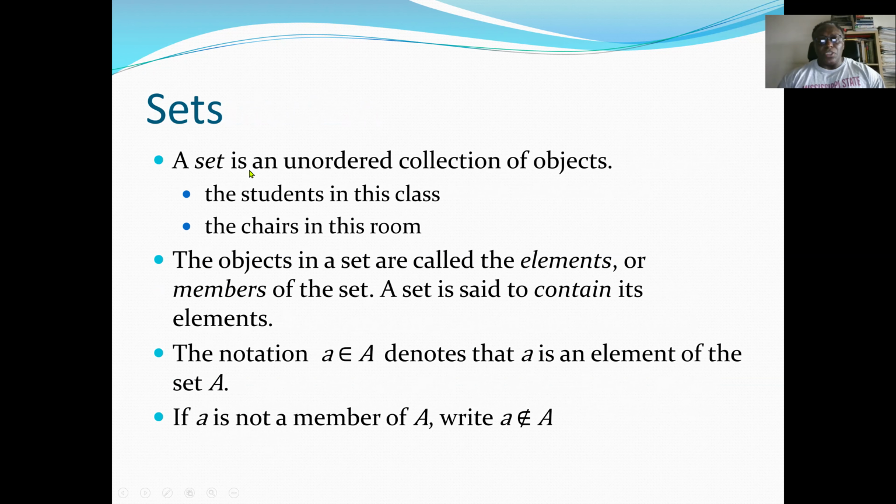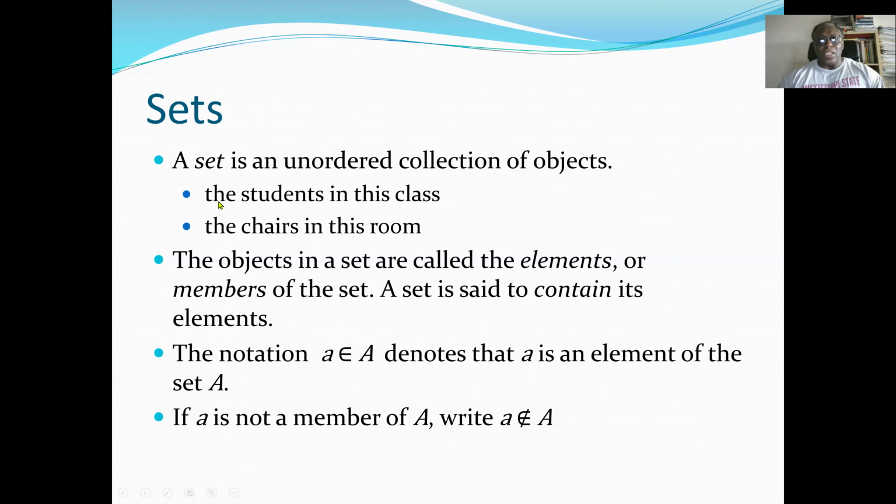So what's the definition of a set? We say a set is an unordered collection of objects. So how the objects are arranged, whether it's in order or unordered, it doesn't matter. So a set is an unordered collection of objects. Also, duplicates are not important. We will see an example soon.